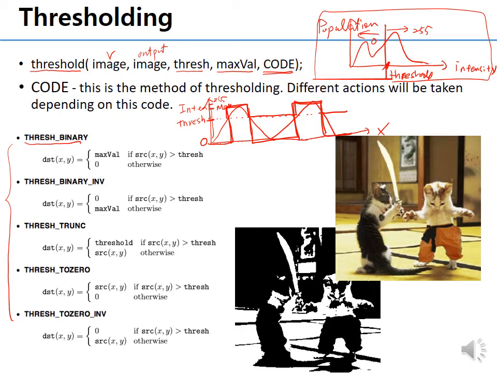And the threshold binary inverse means, when the value is less than the threshold, it becomes the maximum value, and when it is above the threshold value, it becomes 0. This is inverse. And the threshold truncation.